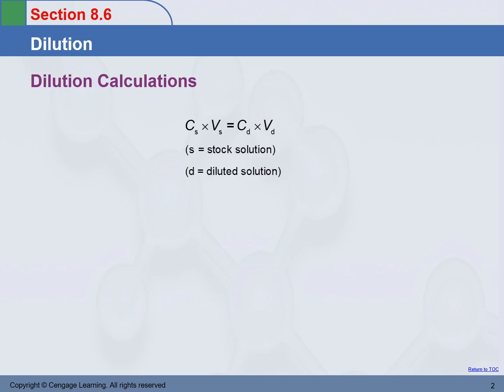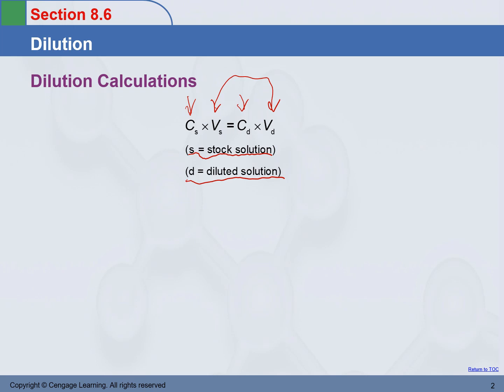This is the formula provided in the book for us to use when we do dilution calculations. Subscript S represents information about the stock solution, the more concentrated solution. Subscript D represents information about the dilute solution. Capital letter C represents the concentration. Capital letter V, well, this is the confusing part.